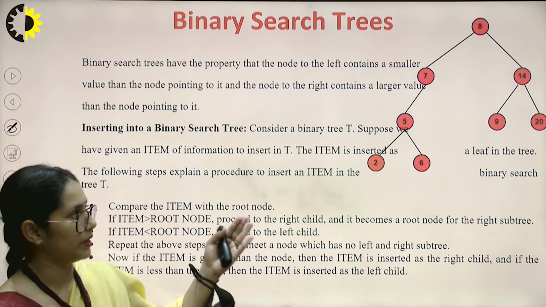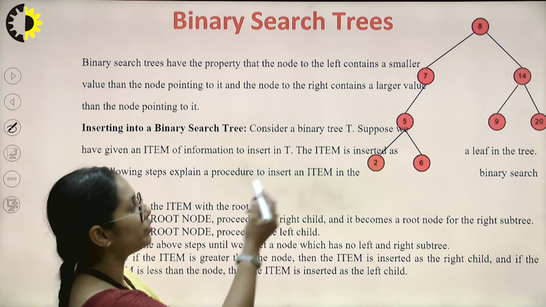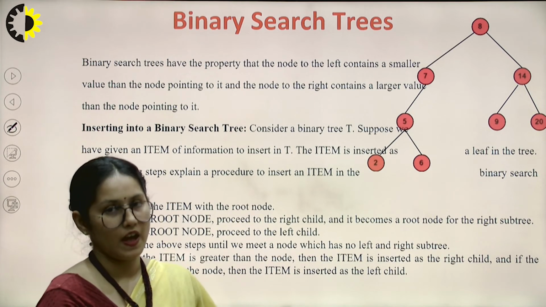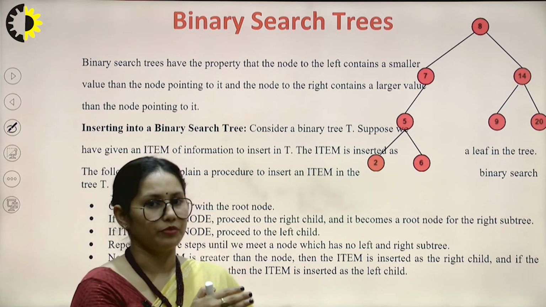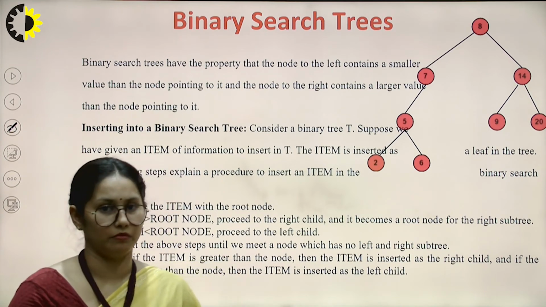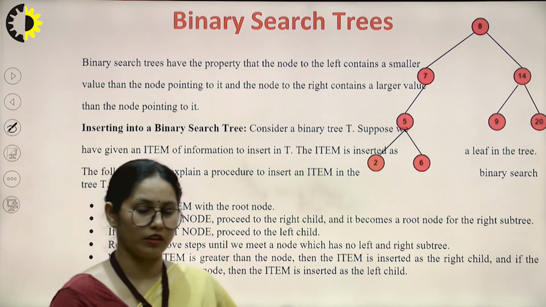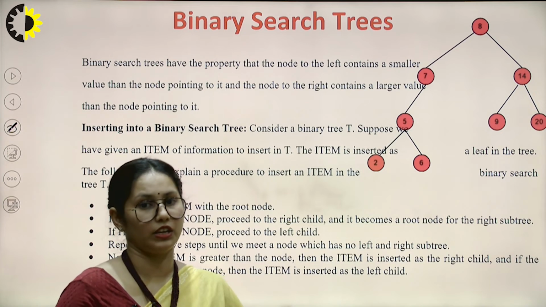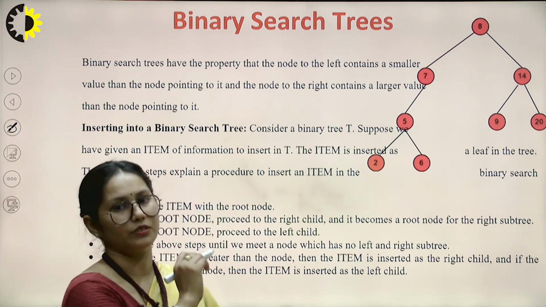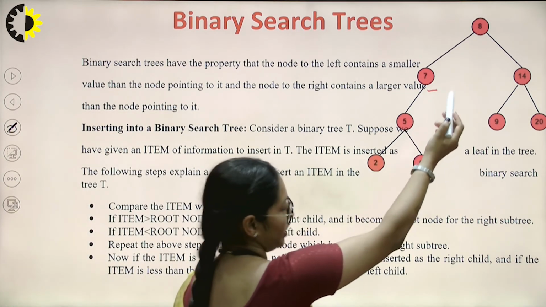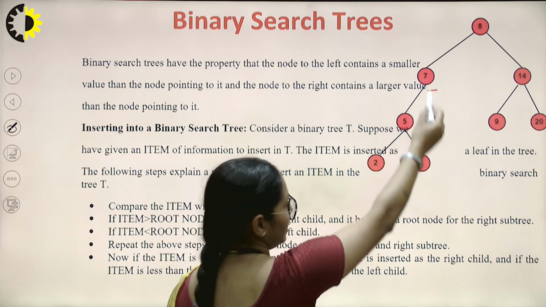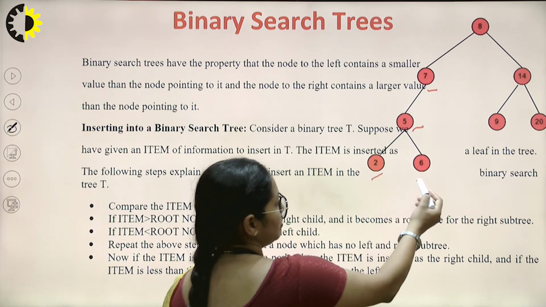So in this particular example, the root node has a value 8, and on the left side you can see all the values of the left subtree are smaller, compared against 8, because 8 is the root node. So here 7 is lesser than 8, 5 is lesser than 8, 2, 6.